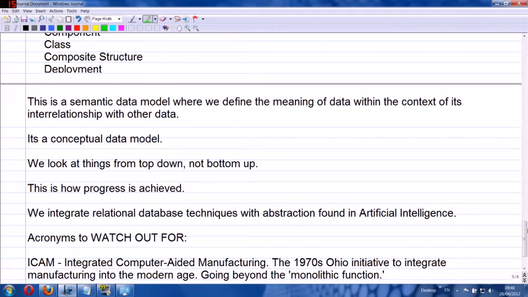We look at things from top down, not bottom up, and it's so important to understand that the way everything works is top down, not bottom up. Even though you need to learn things bottom up, you have to integrate them. This is something I've mentioned before. You have to integrate the bottom up learning into a top down framework of information gathering. This is how progress is achieved, because if we kept going bottom up, it would just have adults acting like children all the time. It's similar to the Chinese system.